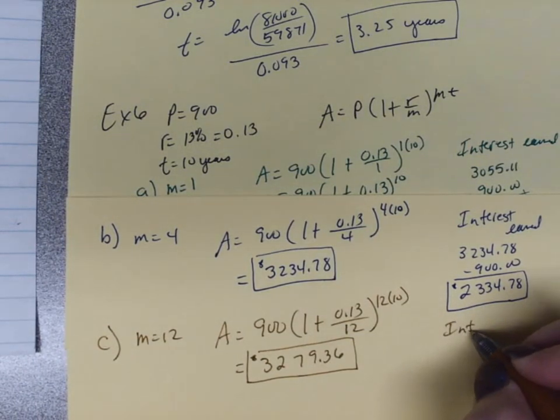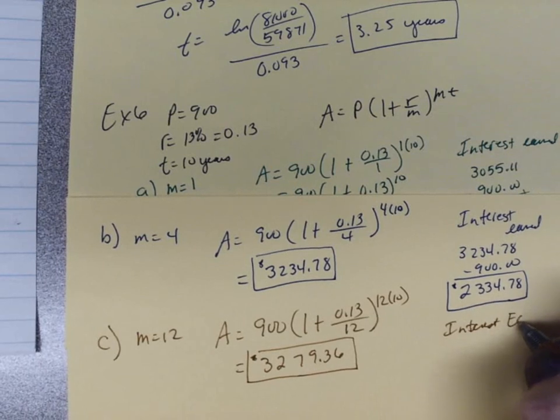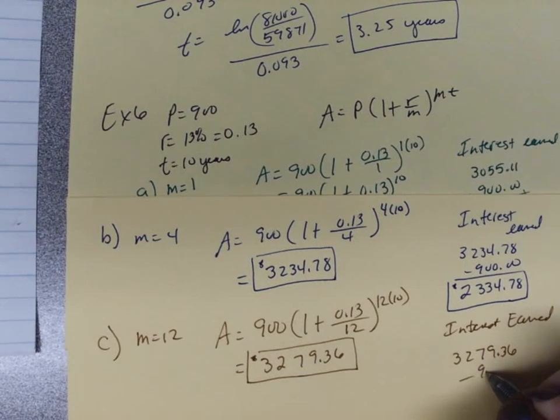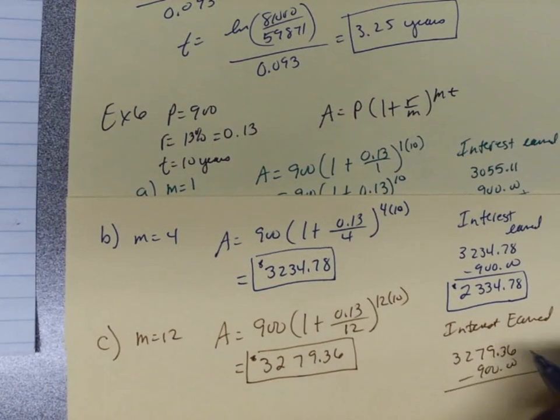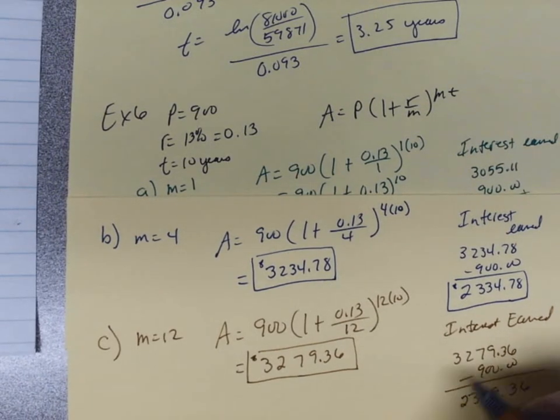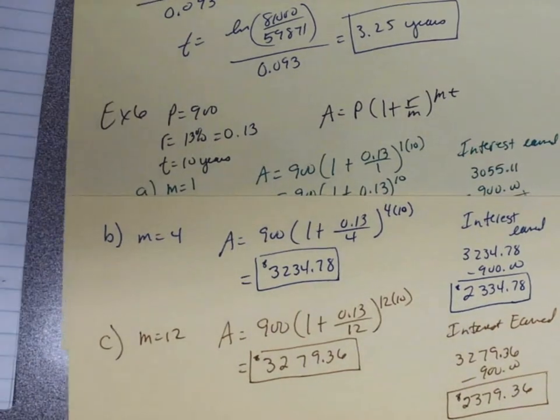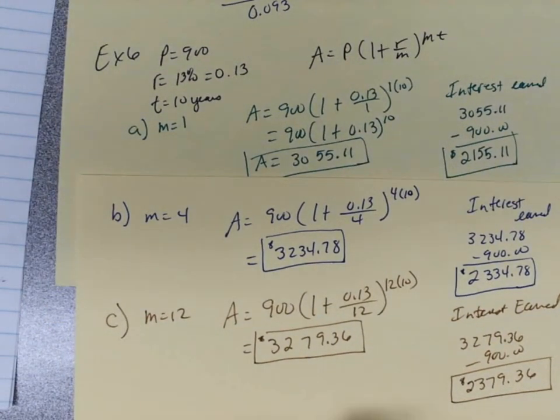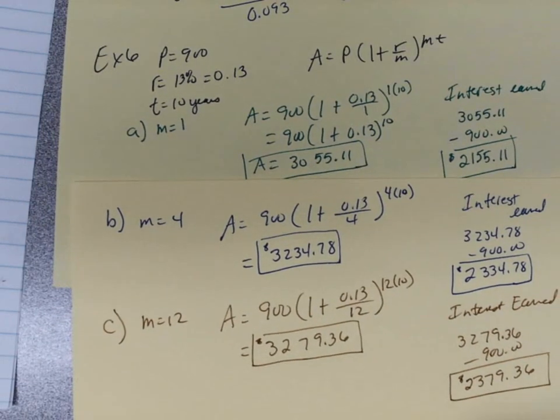So the interest earned, again, will be our total in the account, still minus the $900, will get us $2,379.36. Now, what we notice is that the more times it's compounded in the year, from once to 4 to 12, the more compounding, the more money we earn. Also the more we will owe if we're paying like a creditor. All right.